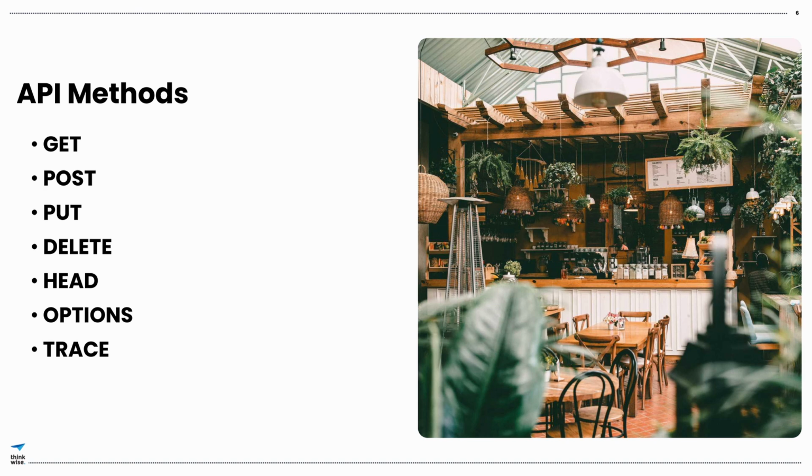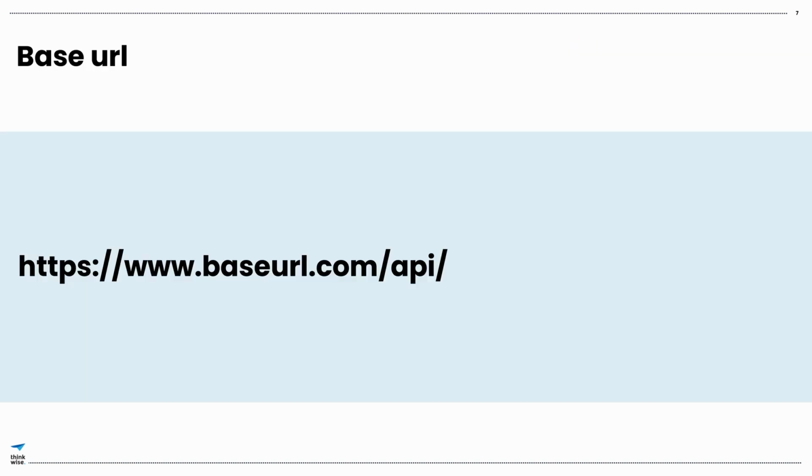So for example, a get is always used to retrieve data, as opposed to a post, which is always used to send data. Now, in order to access the API, we start with what is called a base URL. The base URL is basically the link to the application on the internet. Often this will be something like www.baseurl.com/API. To build on top of that, we will then send data to a specific point called an endpoint.